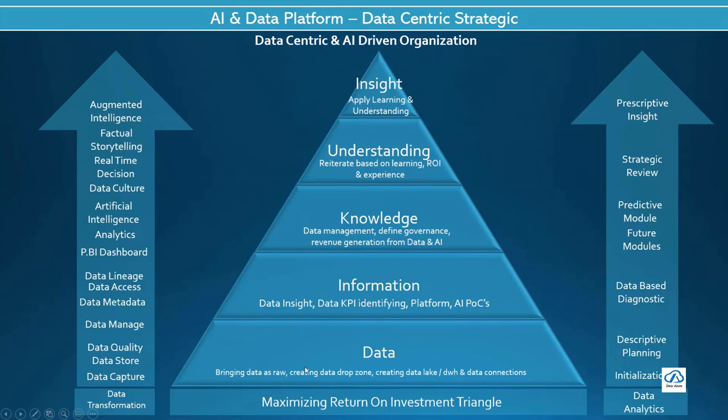So the first thing is bringing that data in as raw, creating a proper data drop zone, creating a data lake, a proper data warehouse and everything. This is the first thing. Don't expect to get a lot of return at this point. Then you need to understand the value of this data. You will be able to define the KPIs, data insight, design the platform and run small POCs. That's where your data becomes information. From the information, you need to turn your data into knowledge. And that's when you need to apply data management, data governance, and revenue generation. How can you have revenue from your data and AI? This knowledge will give you the idea. But again, at this point, don't expect to have revenue.